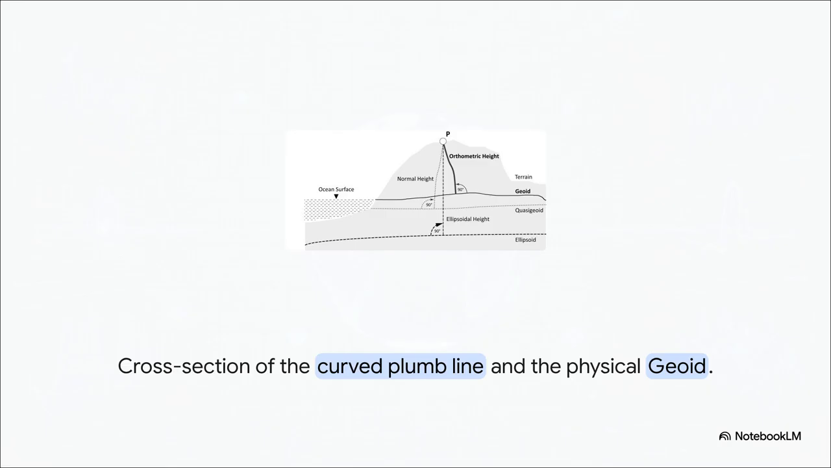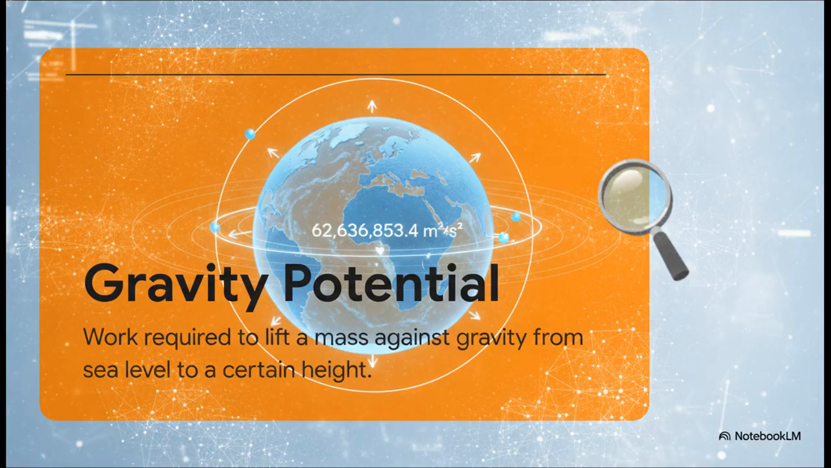So the geoid is the ultimate physical reference surface that actually accounts for this. You can kind of think of it as global sea level perfectly extended underneath all the continents. And you'll also notice here the quasi-geoid, which is a closely related substitute surface based on normal heights instead of orthometric heights. To be scientifically precise about it, the geoid is defined by gravity potential. Gravity potential describes the physical work required to lift a mass against gravity from sea level to a specific height.